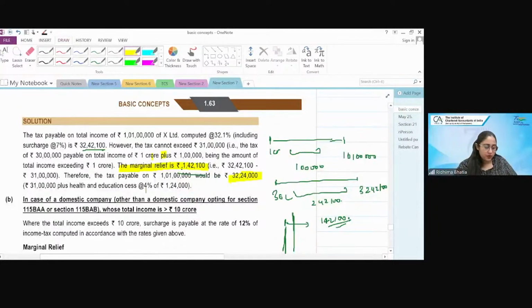सबका आ गया? Everyone got the answer right? Sure. मार्जिनल रिलीफ में अब तो सबको कॉन्फिडेंस है. प्लीज गलत मत करना एग्जाम में.